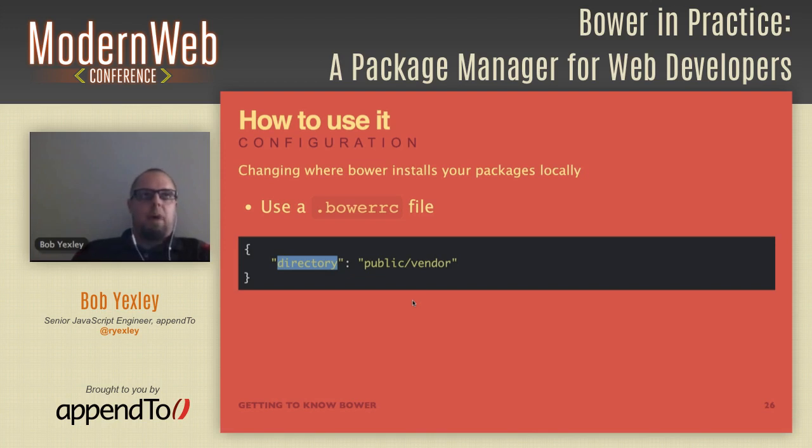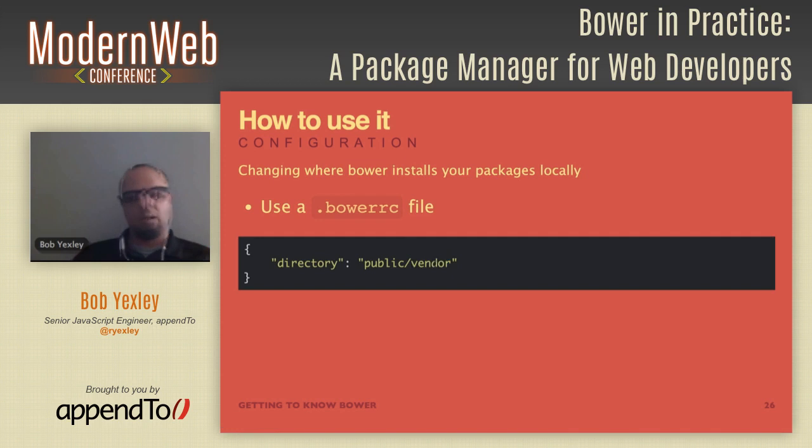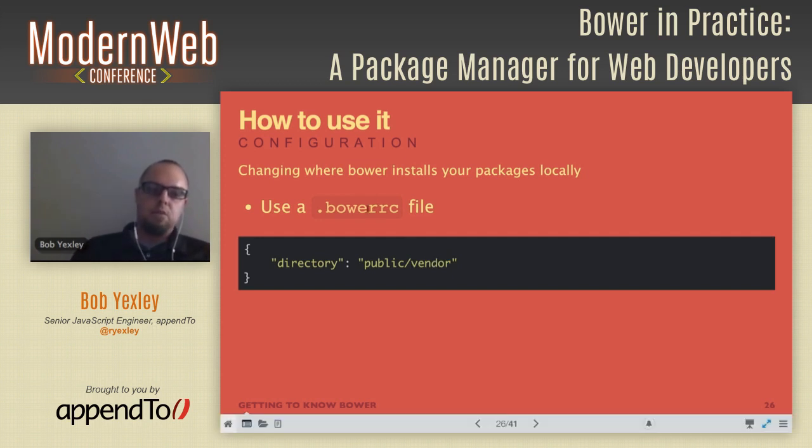By default, Bower will put everything that it downloads in a directory called bower_components. Some people don't like that. Some people like to use vendor. Some people like to use lib. Some people like to use components. Whatever you want to do, wherever you want to put them, using a .bowerrc file and the directory property is a really useful way of controlling where Bower puts your packages when you install them. It's one of the most useful things that I found about Bower.